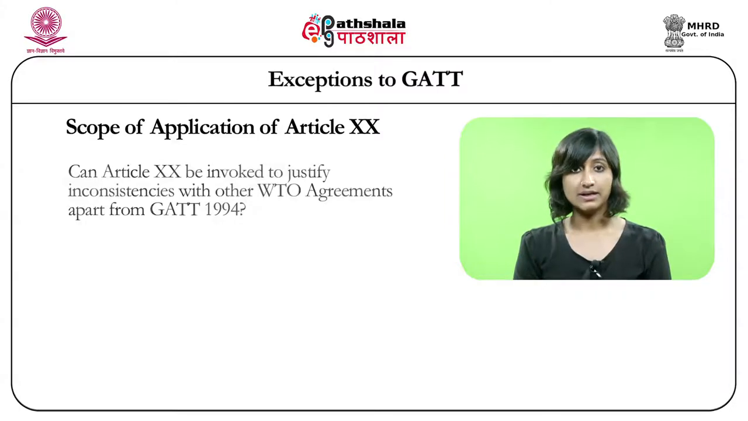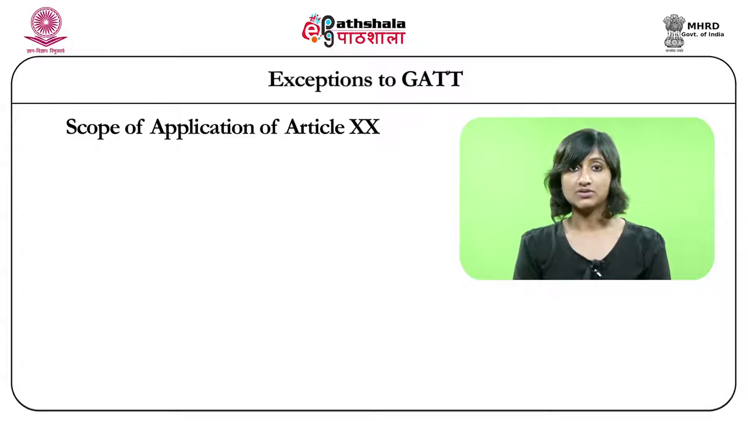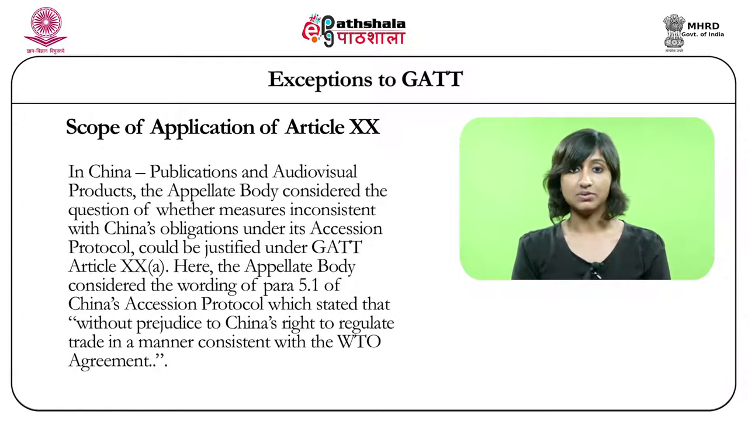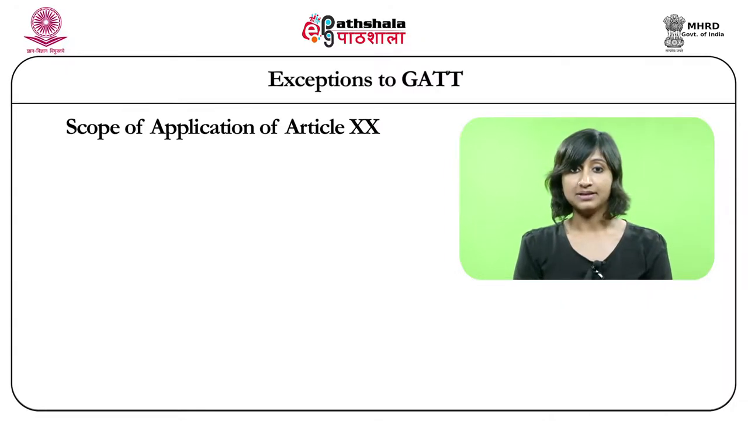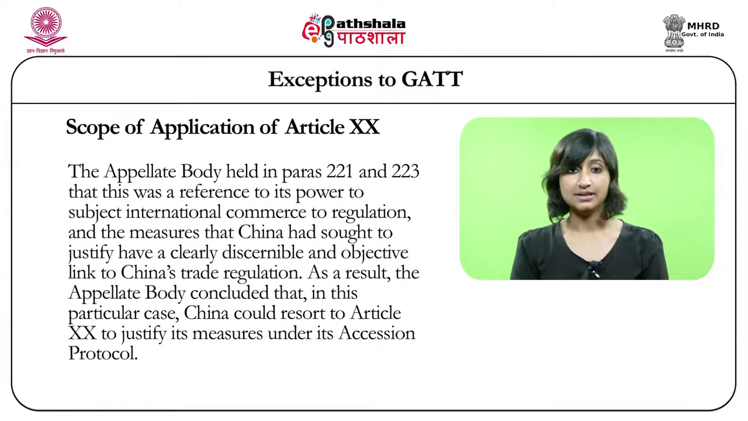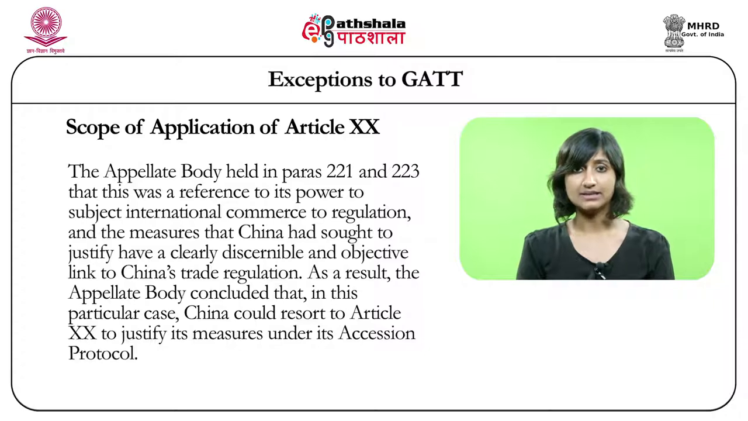The first one is whether Article 20 can be invoked to justify inconsistencies with other WTO agreements apart from GATT 1994. So in China Publications and Audiovisual Products, the appellate body considered the question of whether measures inconsistent with China's obligations under its accession protocol could be justified under GATT Article 20A. Here the appellate body considered the wording of paragraph 5.1 of China's accession protocol, which stated that without prejudice to China's right to regulate trade in a manner consistent with the WTO agreement. The appellate body held in paragraphs 221 and 223 that this was a reference to its power to subject international commerce to regulation, and the measures that China had sought to justify have a clearly discernible and objective link to China's trade regulation. As a result, the appellate body concluded that in this particular case, China could resort to Article 20 to justify its measures under its accession protocol.